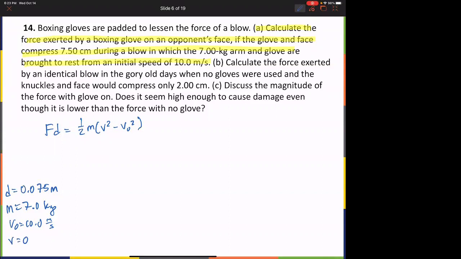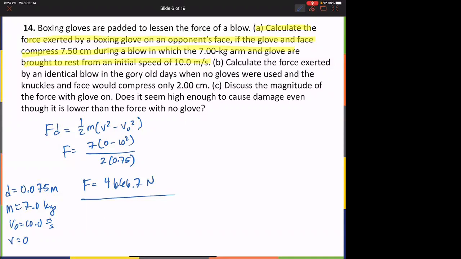So we want to calculate the force pretty much exactly like we did last time. It's going to be 7 times (0 minus 10 squared) over 2 times 0.075. And you get 700. You get a pretty big force hitting your face, right? 466.6 newtons. I'm going to guess that's a repeating decimal.